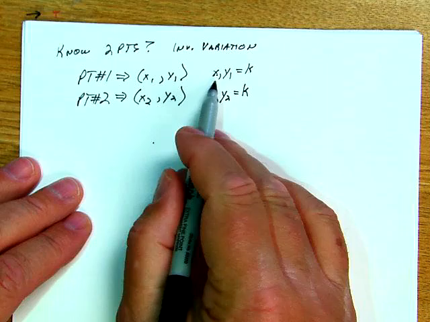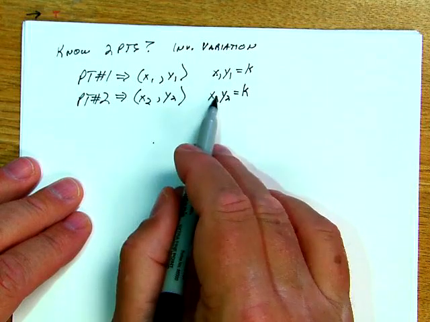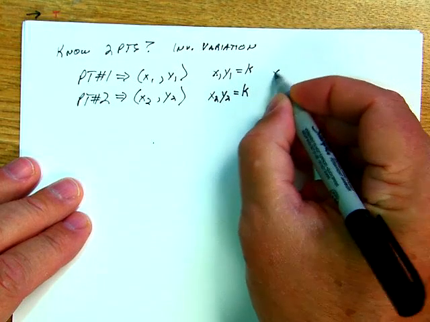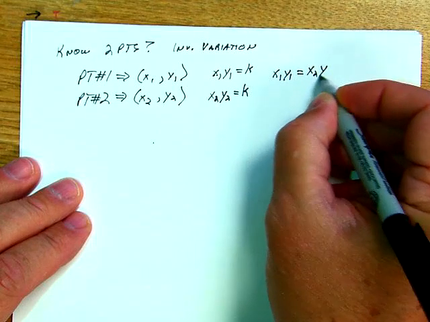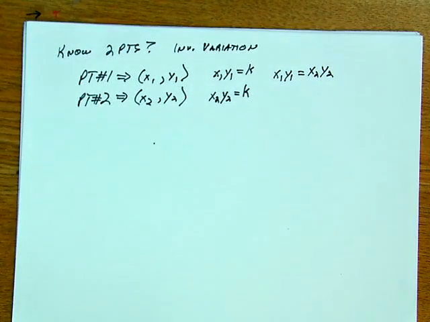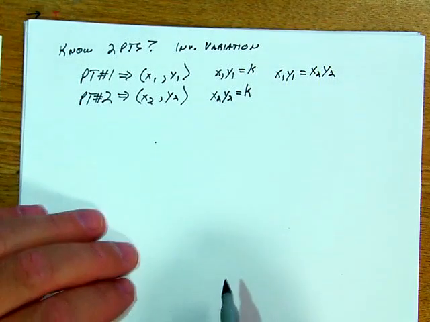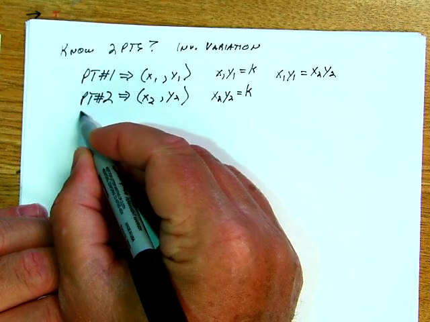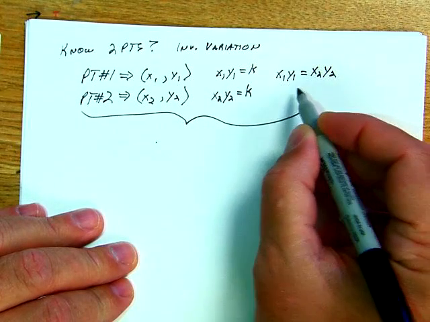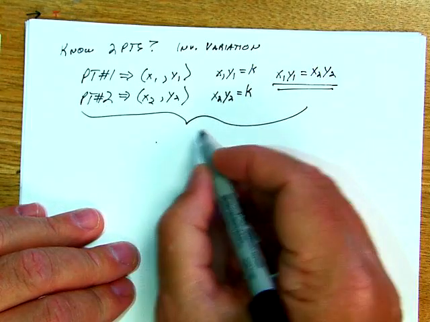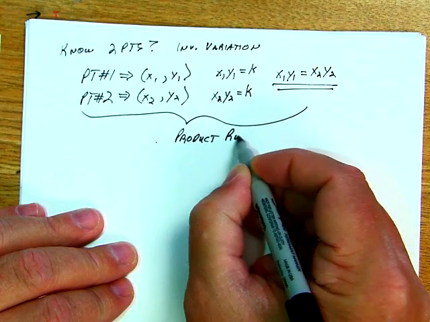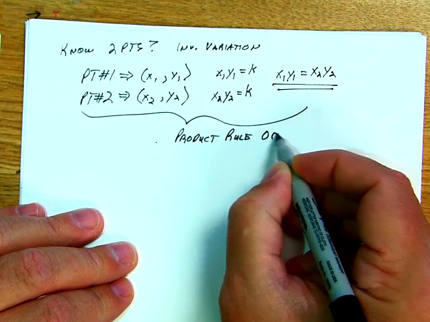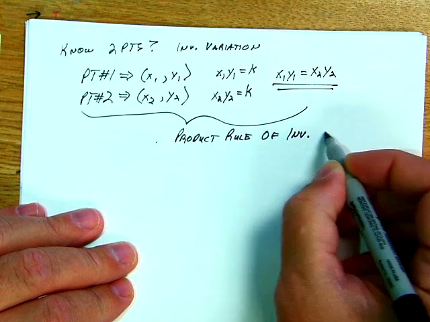And now once I have 2 things that are equal to each other, I can just set them. x1 times y1 is equal to x2 times y2. Very useful thing to have happen when you're doing inverse variations. This is so special. This whole thing and this formula right here is called the product rule of inverse variations.